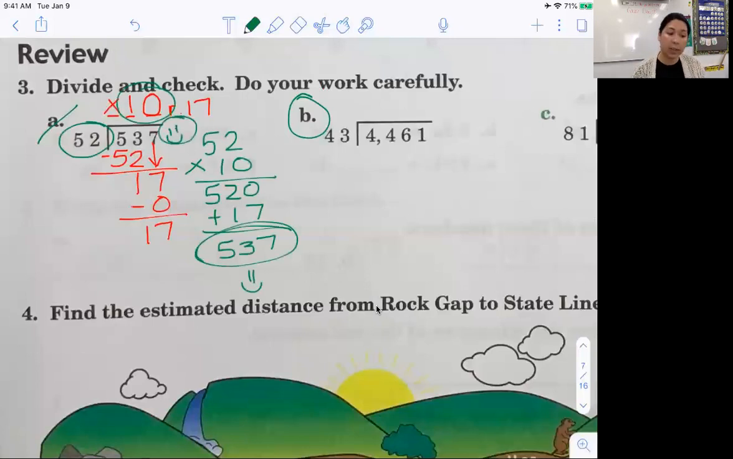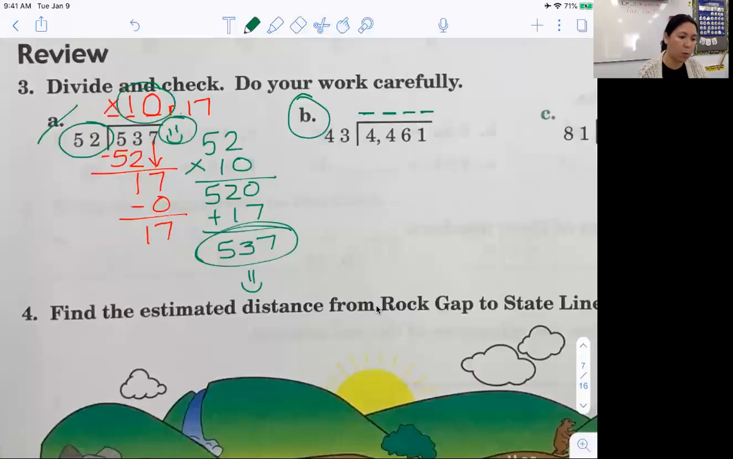Okay, you guys are going to try B by yourself. Let me help you get it set up. Draw your lines on top and ask yourself one at a time, can 43 kids go into 4 desks? Okay, and keep on going. Take your time on this one. Go slow and don't forget your dividing and checking. Okay, pause the video and do it.